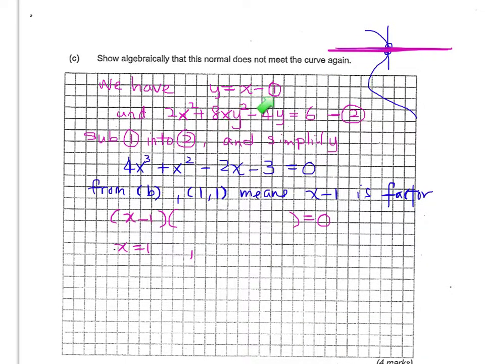So what we do is we substitute simultaneously, and if it does not meet the curve again, you won't be able to find another answer except for x equals 1.